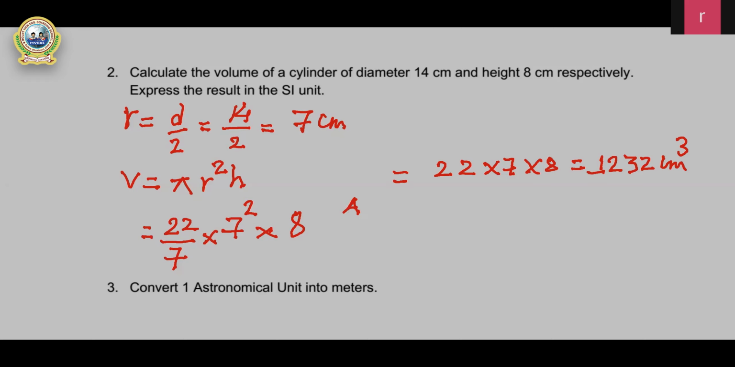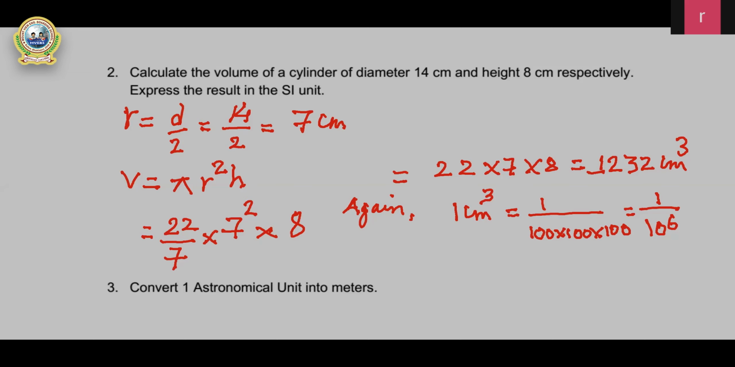Okay, this is not the final. Again, you have to convert that centimeter cube into meter cube, because the question has asked you to express the volume in SI unit. You know the relation between centimeter cube and meter cube. If 1 centimeter is equal to 1 upon 100 meter, then obviously 1 centimeter cube is equal to 1 upon 10 to the power 6 meter cube. We express that in the power of 10, scientific notation.